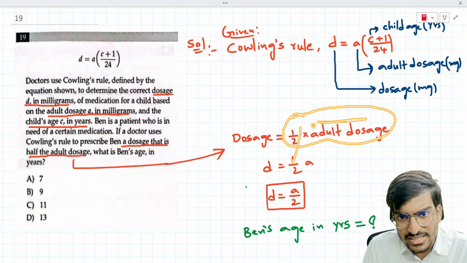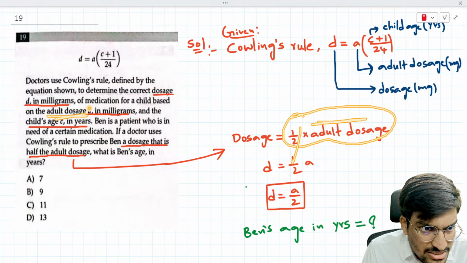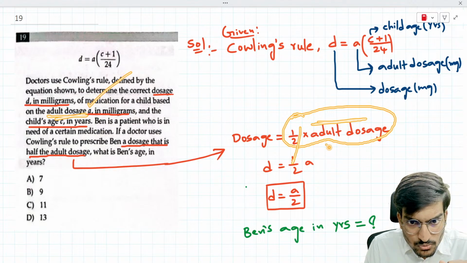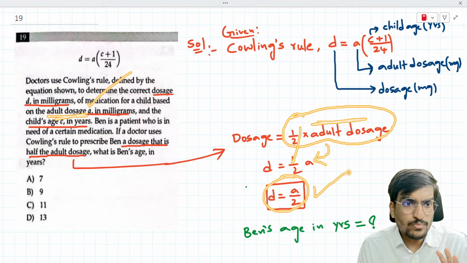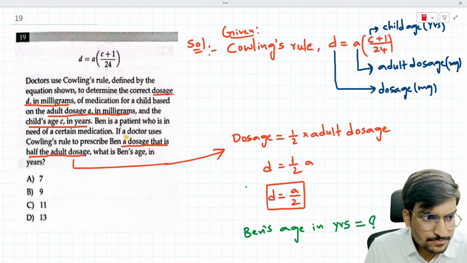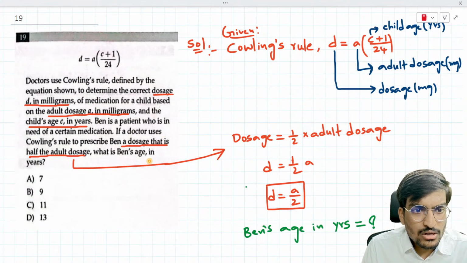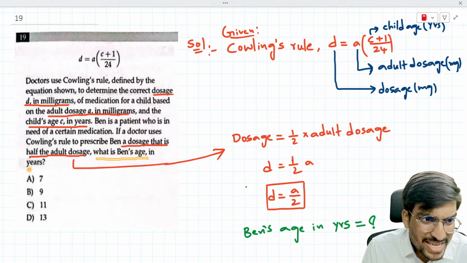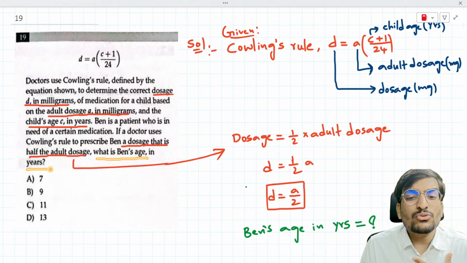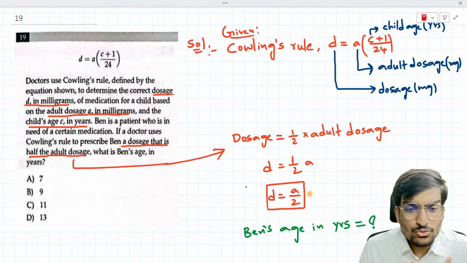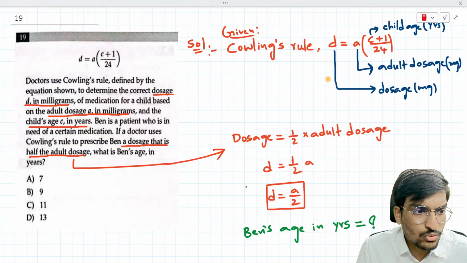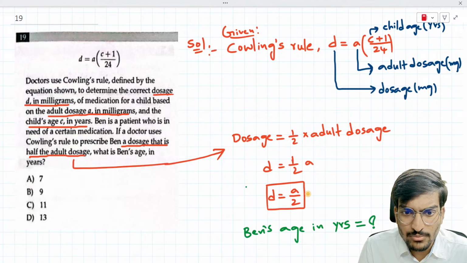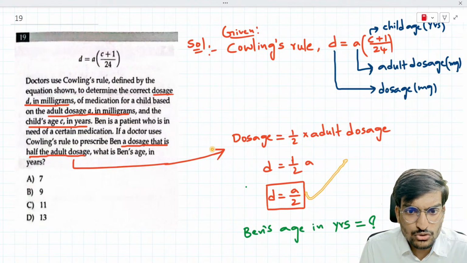Half of what? Adult dosage is nothing but A. That's what they have given, that's why I wrote A here. So dosage equals A by 2. That's what I wrote. So now, what is Ben's age in years? We have to find Ben's age here. I just want to know that dosage equals A by 2. Is this clear or not? Just type yes if you are clear about why I wrote dosage equals A by 2.